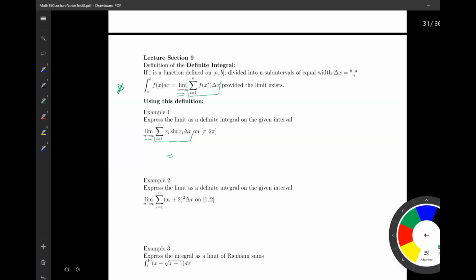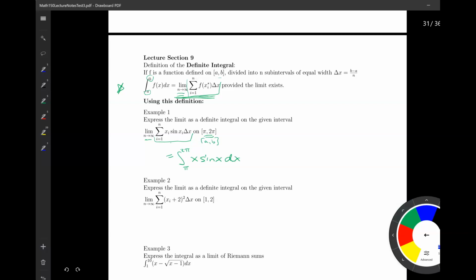So the limits of the integration, this a and this b, are not in here, right? They have to be given off to the side, like here. So this is the a and this is the b. I say from pi to 2 pi, that's how we read it, the integral from pi to 2 pi. And then I'm going to write what the function is. So the function is going to be x sine x dx.